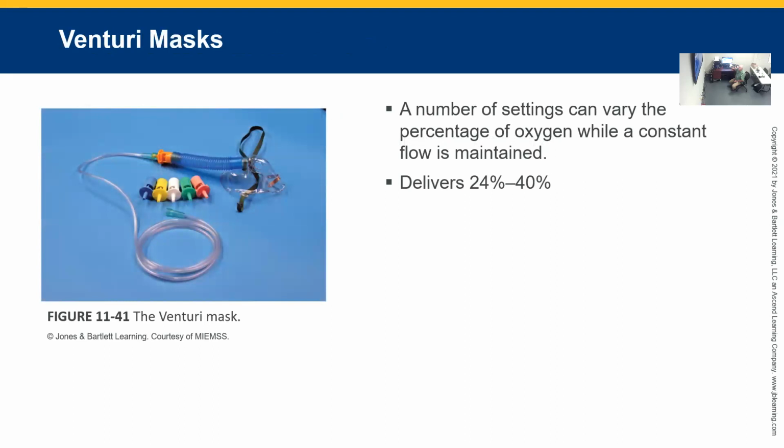Venturi mask, about the only place that you see these is in a long-term care facility where they're measuring the amount of oxygen that the patient gets very precisely. And each one of these little colored things gives you a percentage of oxygen that it will administer, like 24% at 4 liters. But it allows you to measure the oxygen very, very closely.